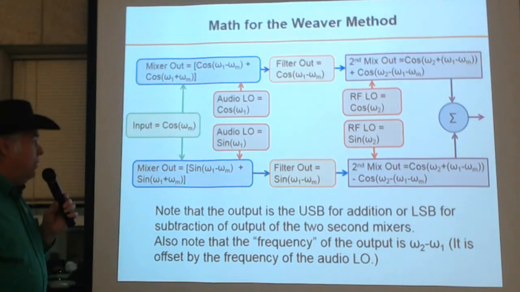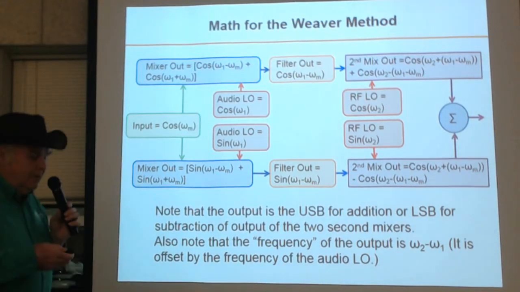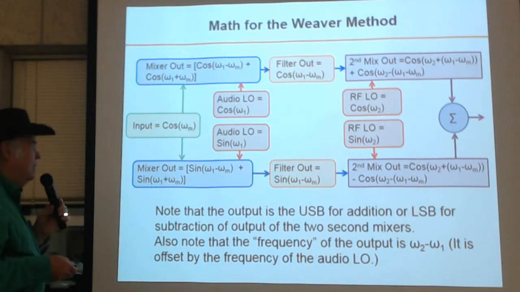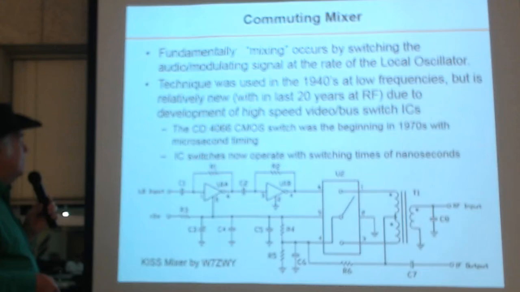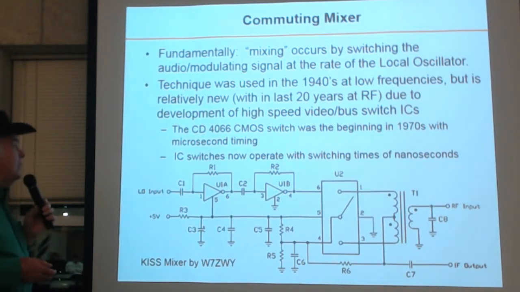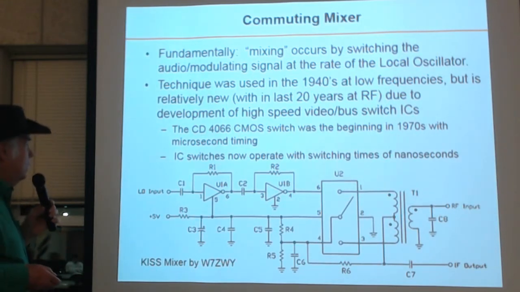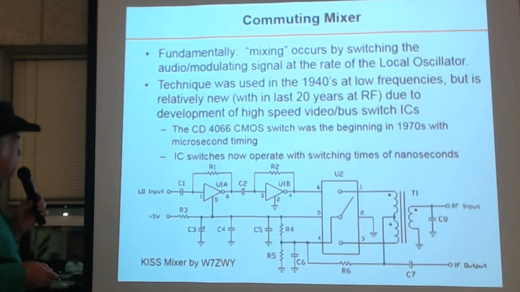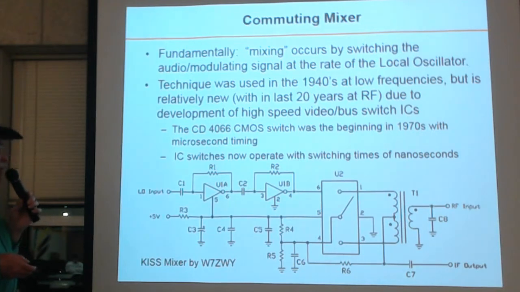So it's not quite as intimidating as it looks at first. So the other thing I want to talk about is commutating mixers. These are relatively new. In the last 20 years they've become popular. And they're kind of interesting in that mixing occurs by switching rather than by normally using what we think of as a diode mixer or transistors. If you could run a mechanical switch fast enough, it would work. And they actually work pretty well. They were done back in the 40s at low frequencies, but as I said, really in the last 20 years. And that's because of the availability of really high-speed switches.